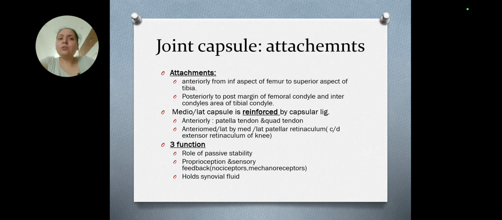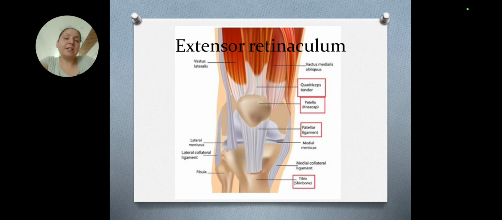And in this we have also seen the role of capsular ligament, the medial and the lateral side. Now this is the function of holding synovial fluid, passive stability, and proprioception and sensory feedback. So extensor retinaculum was important because of the medial patellar retinaculum and lateral patellar retinaculum, which are a part of extensor retinaculum. Therefore I made you go through these slides.